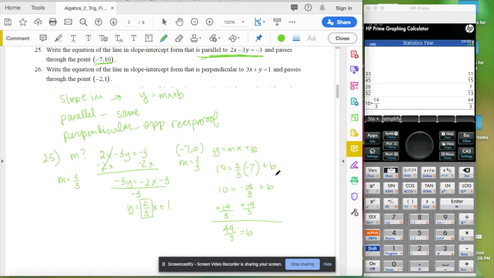Now we know what our b is and we know what our slope is. So for 25, our answer is y equals 2/3 x plus 44/3, and it's in slope-intercept form. And that's that.